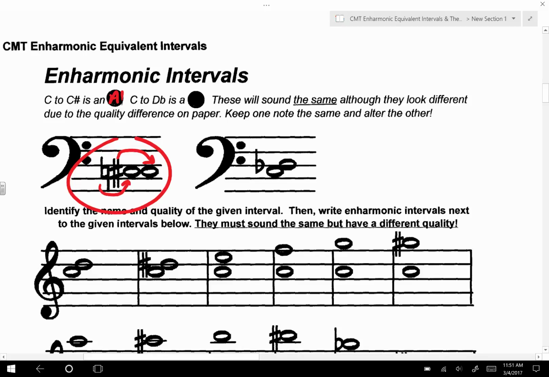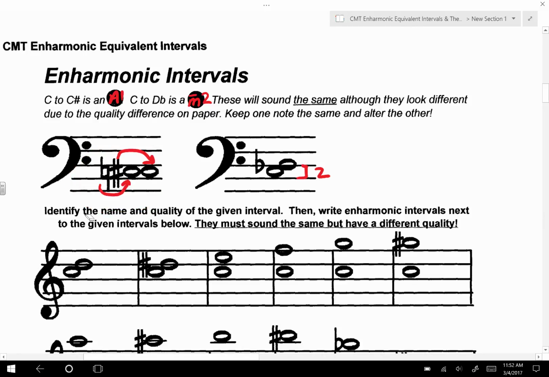In the next example, we have the generic number of a 2, and we have a C to a D flat. A C to a D flat is a minor second. They will sound the same, but they look different on paper, just like when we studied inharmonic equivalence.